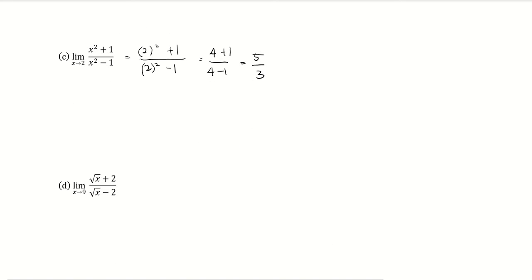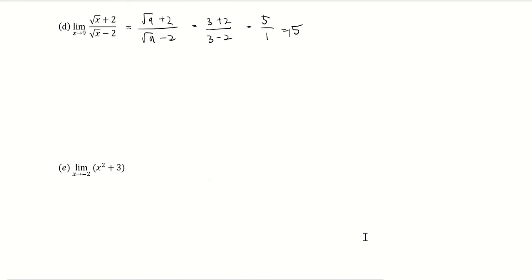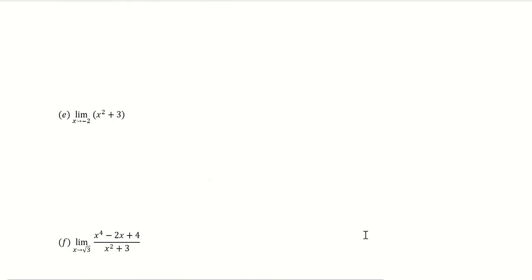Part d: the limit as x approaches 9 of this function. We substitute x equals 9, so square root of 9 plus 2 over square root of 9 minus 2, which is 3 plus 2 over 3 minus 2, which is 5 over 1, or 5. Very easy. When we have a question about limits, we just substitute the value of x. Very simple.